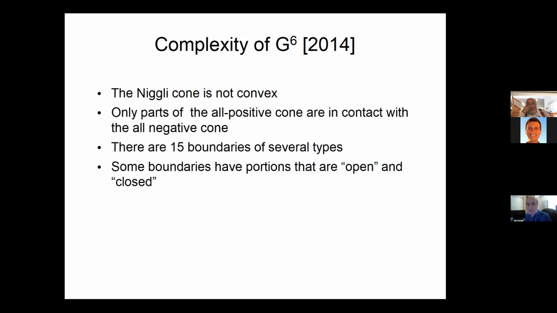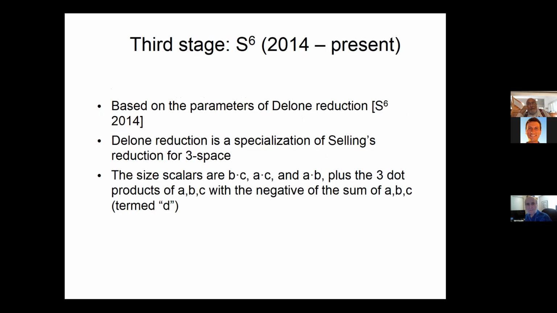There are several types. And some of the boundaries have portions that are topologically open, and some of them are closed. We published this with full description of all of the boundaries in 2014. So then we started to think about Delaunay's reduction. And we based a space S6 on Delaunay's reduction.